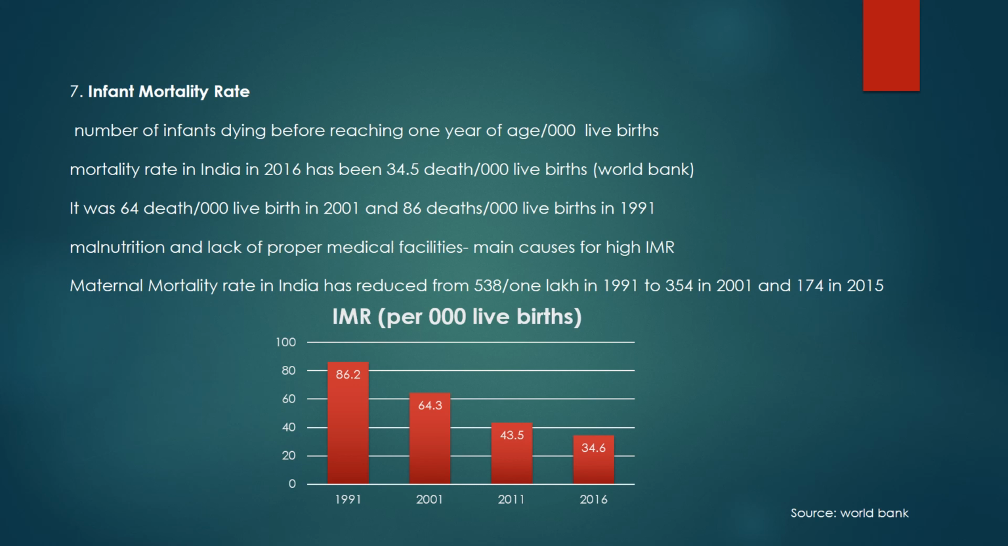As far as maternal mortality rate, that is the number of mothers dying at the time of delivery, it has reduced from 538 per 1 lakh in 1991 to 174 per 1 lakh in 2015. The high infant mortality rate or maternal mortality rate suggests unavailability of medical services or malnutrition among newborns or expecting mothers, maybe because of poverty in villages of India.